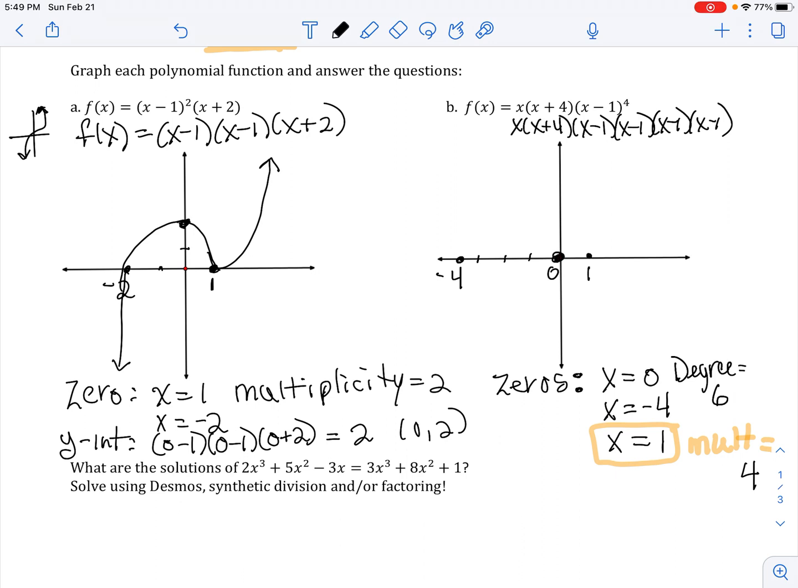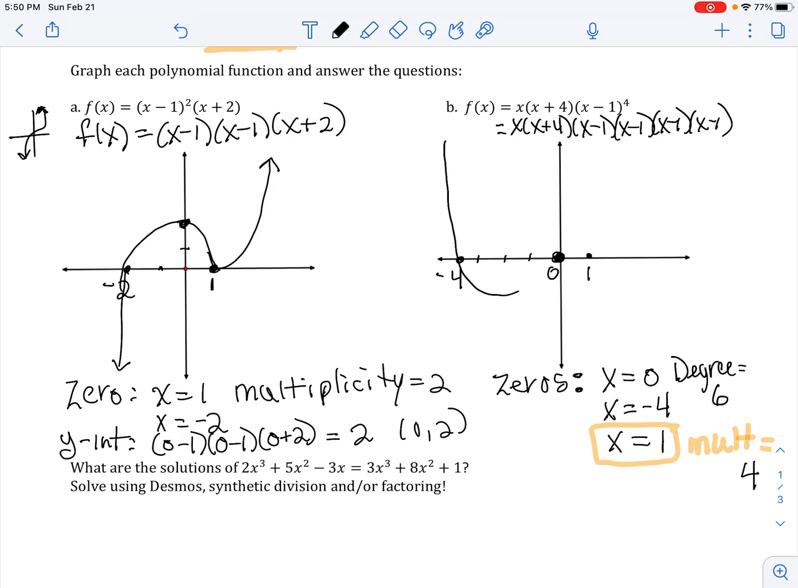We already have the y-intercept because it's right here at 0, 0. If 0, 0 is an x-intercept, then it's also a y-intercept. All right, we know that the lead coefficient would be positive. So if you were to multiply this all out, there's no negatives in front of any of those x's. And so my polynomial is going to start here.